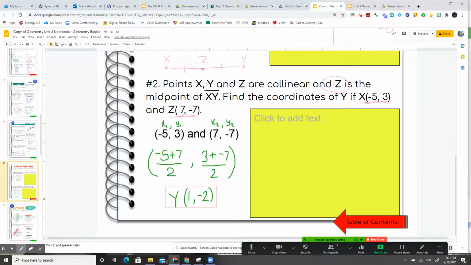It is not. Z is the midpoint, so Z has to go here, (7, -7). If Z is the midpoint, the middle point has to go in the middle, right? If I'm finding the midpoint of ZX, what I'm actually finding in this is this point right here. That's going to be (1, -2). And I want to know what Y is, so we're not in the same spot. (-5, 3). Okay.